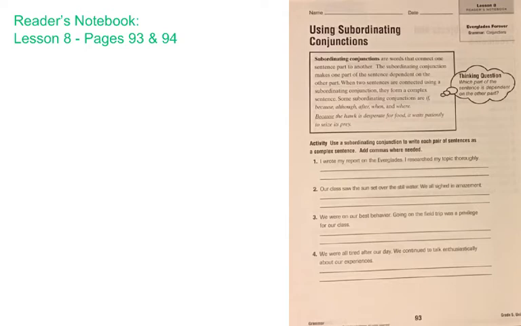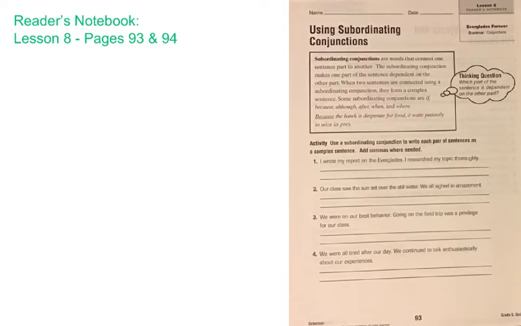An example of a subordinating conjunction is: Because the hawk is desperate for food, it waits patiently to seize its prey. And you can see that "because the hawk is desperate for food" is not a complete sentence on its own. It's dependent on what happens, the other piece. So: Because the hawk is desperate for food, comma, it waits patiently to seize its prey.